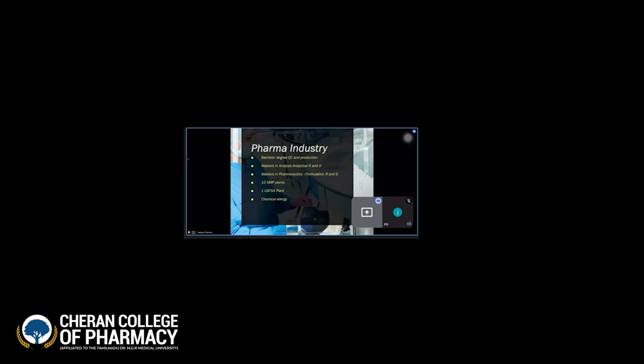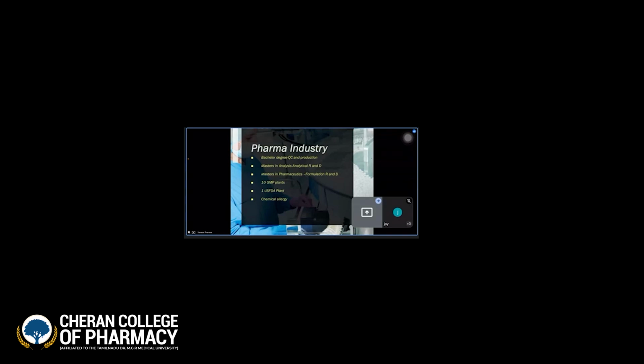Same like India. India also the same way. If you have a bachelor's degree, you will get a job in QC and also in the production department. If you have a master's in analysis, you get a job in analytical research and development. If you have a master's in physics, you have scope in formulation research and development, which is related to the formulations and what seeds and everything they are using for the formulation.